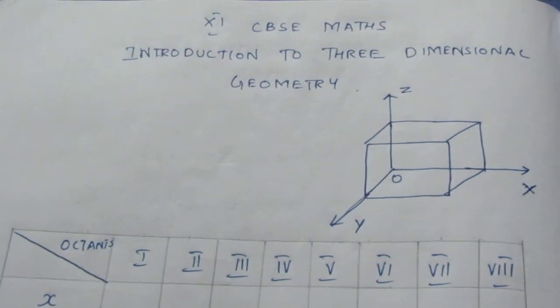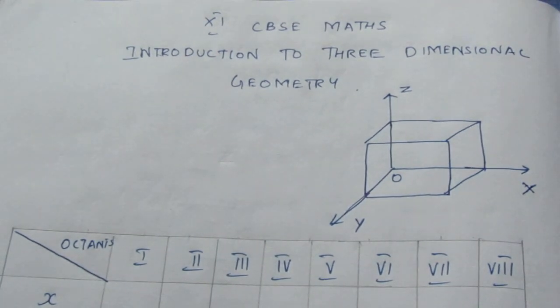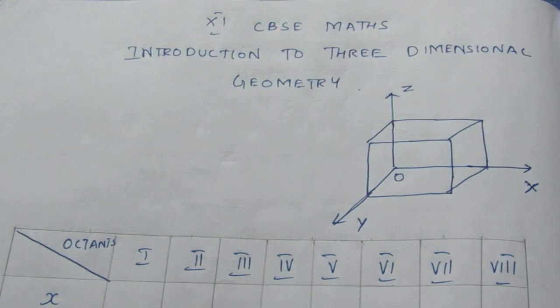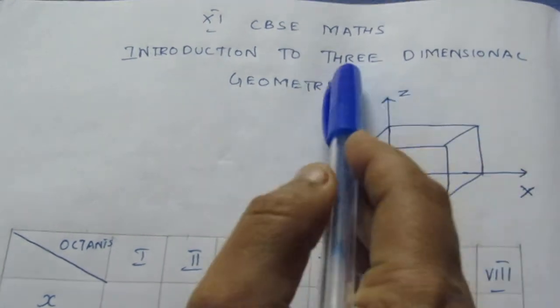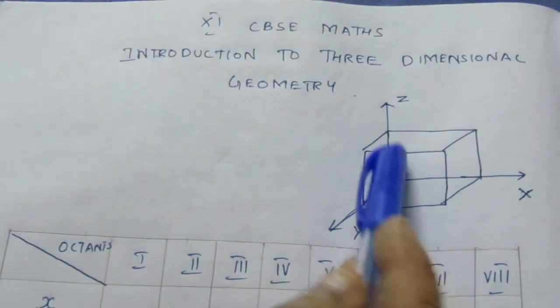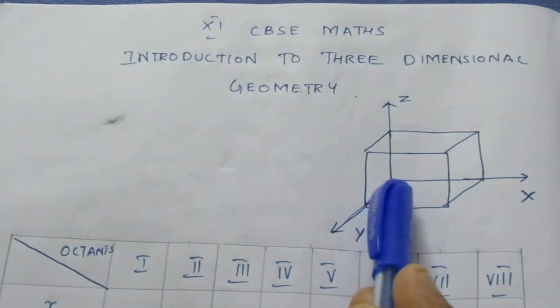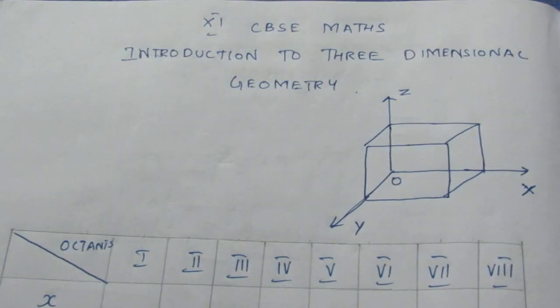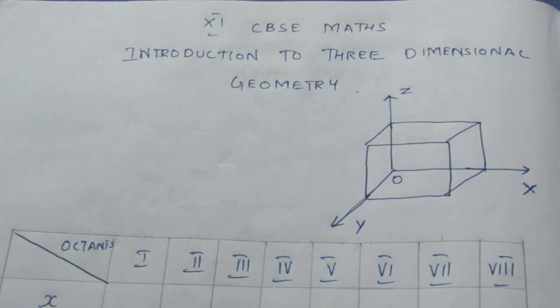Today we are going to see Class 11 CBSE Maths, Introduction to Three-Dimensional Geometry. This geometry is based on the coordinate geometry I've learnt in 10th standard. There we learnt about two-dimensional, but here we are going to do three-dimensional. Three-dimensional is x and y, and here even with z. So it is a three-dimensional geometry. We are going to do it in 11th standard.